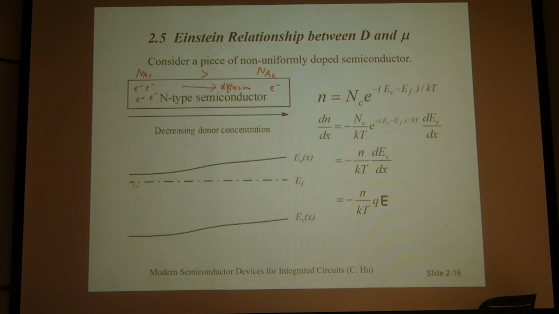And you will see that to the left hand side here, this delta E is smaller than the delta E here. Why is that? Any idea? If you have two pieces of silicon, and you only look at the left hand side, and draw the energy band, then you may have this, because the doping density is higher, so the EF is closer to the EC.